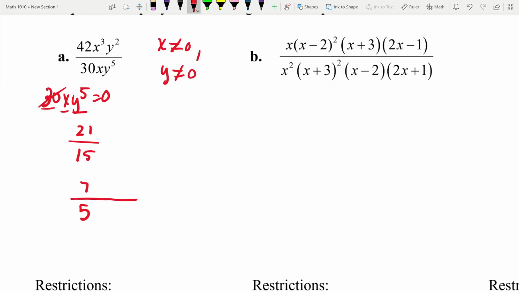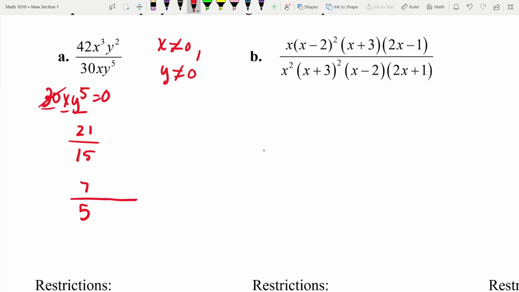Another thing you could do is you could look at the 42 and the 30 and you could say 6 goes into both of them. 6 goes into 42 7 times, 6 goes into 30 5 times. So you can reduce multiple times like I did, or if you can see the 6, then that's great. Look at the x's. Now, the x is free to be canceled because it's not added to anything.